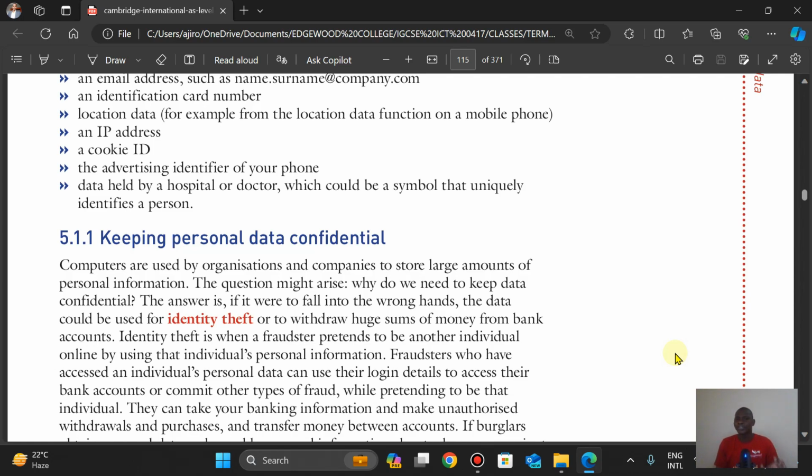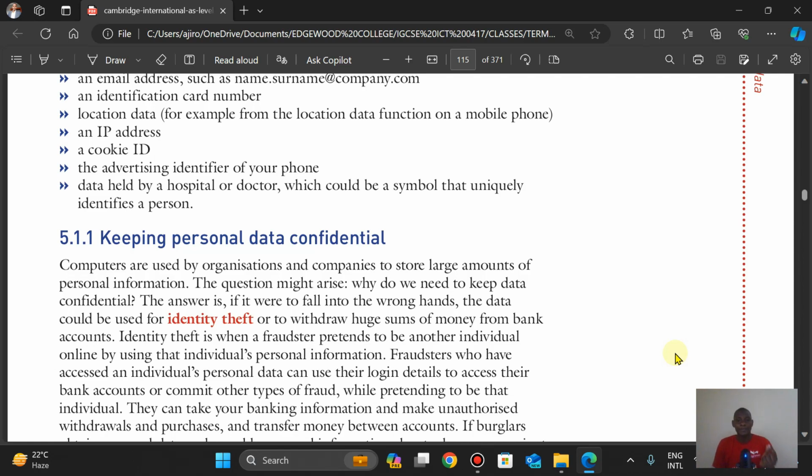Identity theft is when a fraudster pretends to be another person online by using that individual's personal information. And there's a popular name for it. Tell me in the comment section. Just type it in the comment section. We call it scam. You've been scammed. That's the truth. In Nigeria, they call it Yahoo or something.